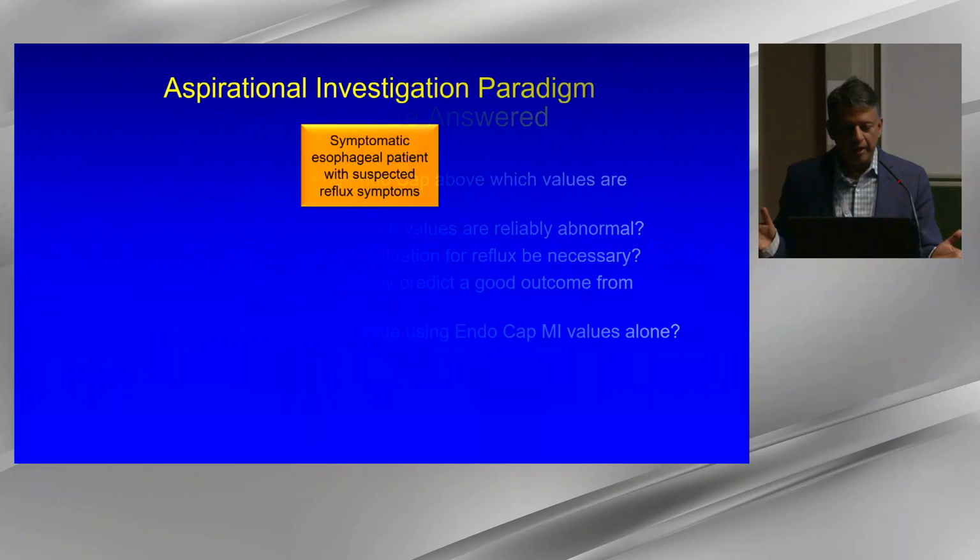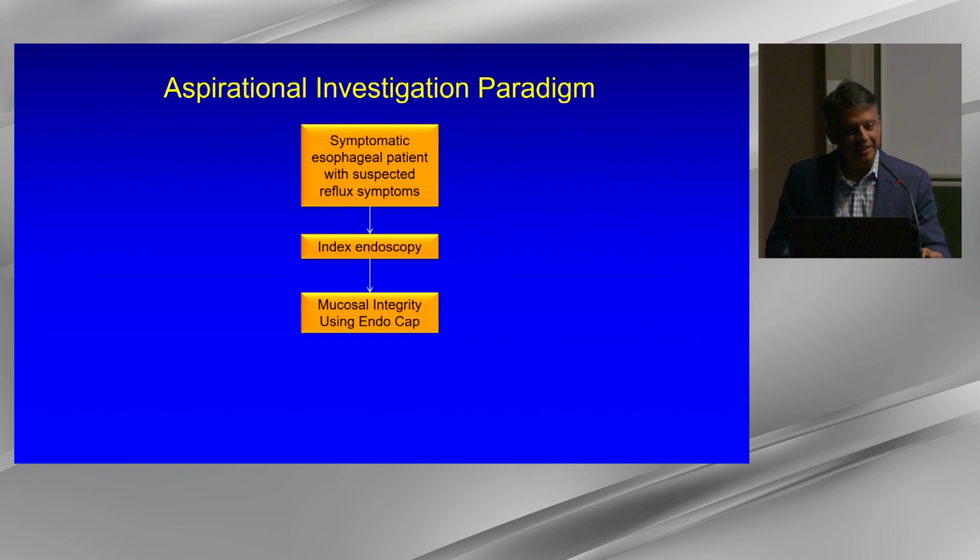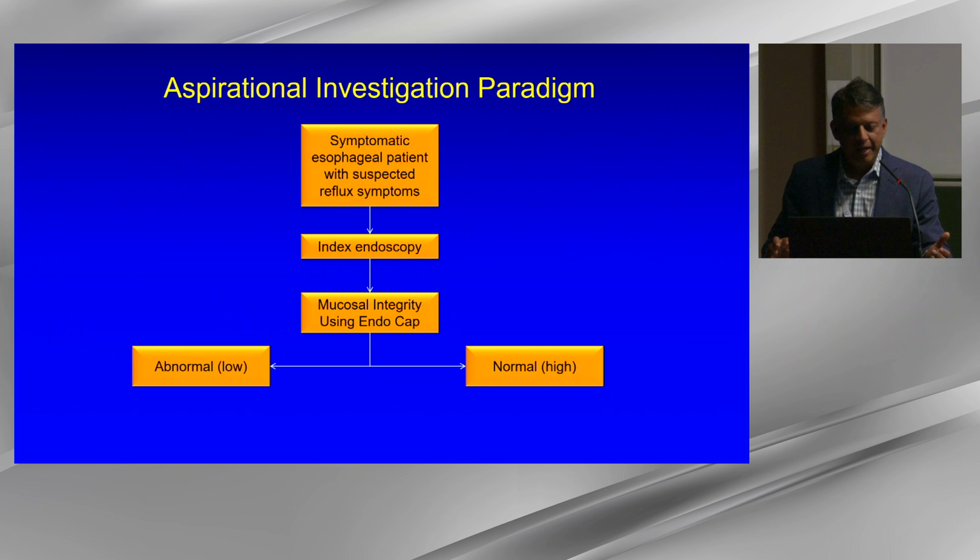So the aspirational investigation paradigm, my picture is not as pretty as John's picture, would be the symptomatic esophageal patient with suspected reflux symptoms. If you did an index endoscopy, again, we're bringing this to the endoscopy suite, and let's say we have all those answers to the questions that I posed in the last picture, if you did mucosal integrity using the EndoCap and the values were abnormal or normal.